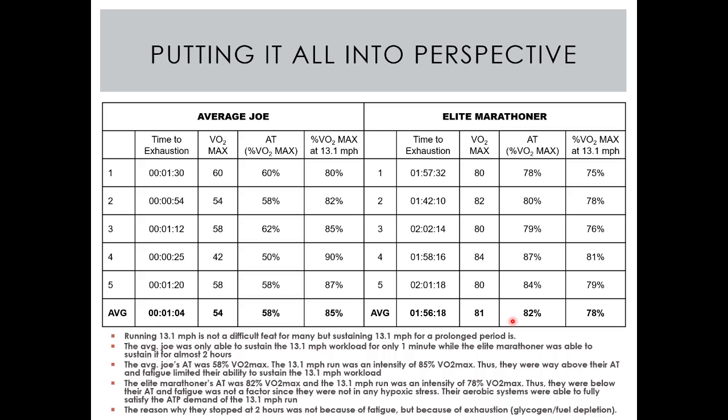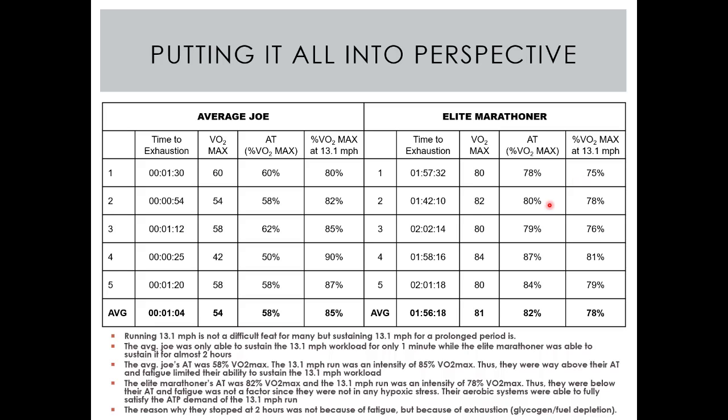But what's more important is the relative intensity of that 13.1 mile per hour run for the elite marathoners. So let's take a look at subject 1. The 13.1 mile per hour run was a relative intensity of 75% of that subject's VO2 max. So was this intensity post or pre-anaerobic threshold? It was a pre-anaerobic threshold intensity. The intensity of the 13.1 mile per hour run was lower than the intensity at which the anaerobic threshold was observed. Therefore, subject 1 did not experience hypoxic stress in their muscles during that 13.1 mile per hour run workload. Therefore, they did not experience fatigue. There was no stimulus or reason for fatigue.